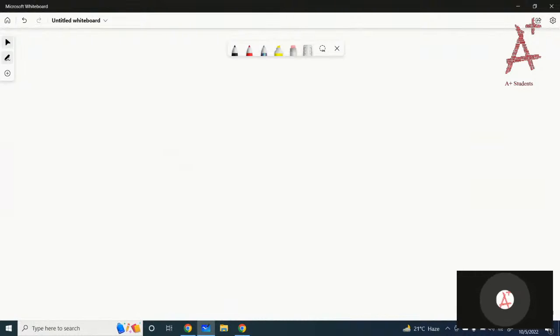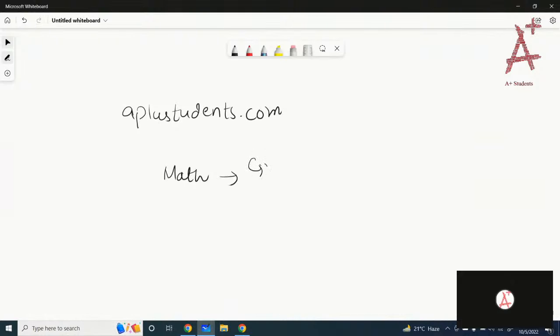Maths. So you can find all the lessons on aplusstudents.com. You have to log in there using your email address and password as provided by the administrator. Then you have to select Math from the subject tab. Scroll down to grade 8 Maths. Then click on view all lessons.